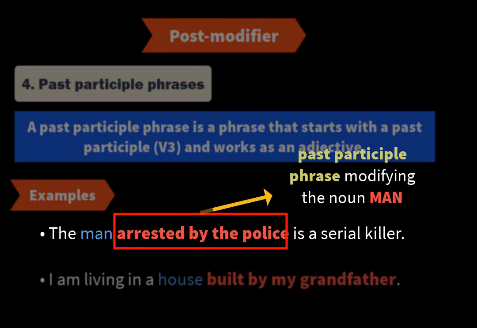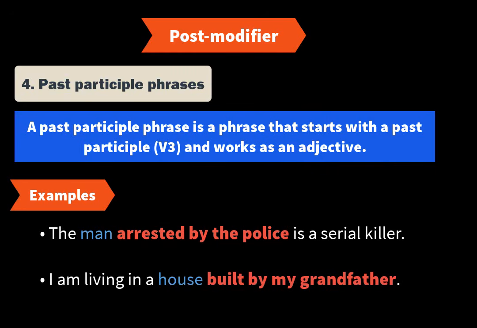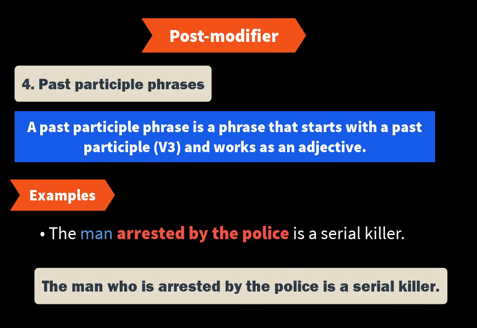So, arrested by the police is a past participle phrase starting with the past participle arrested. Third form of the verb, arrest. The man arrested by the police is a serial killer. So, arrested by the police is the past participle phrase working as a modifier, working as an adjective, giving information about the noun man. Which man? The man arrested by the police. If you look closely, a past participle phrase is nothing but a short version of a relative clause. So we can also say the man who is arrested by the police is a serial killer. So that's something you should know.